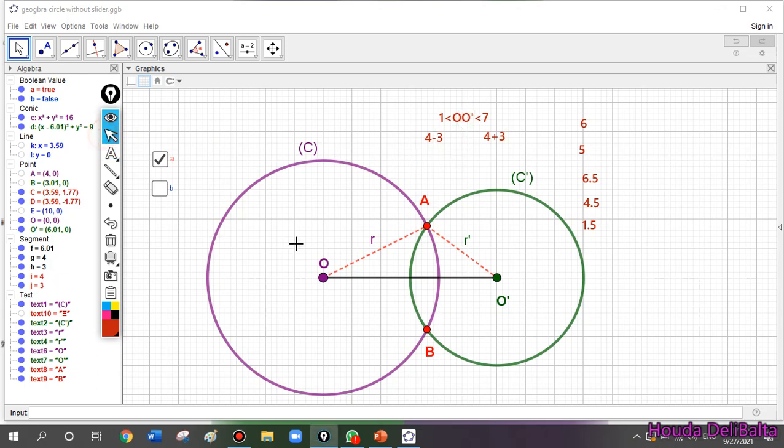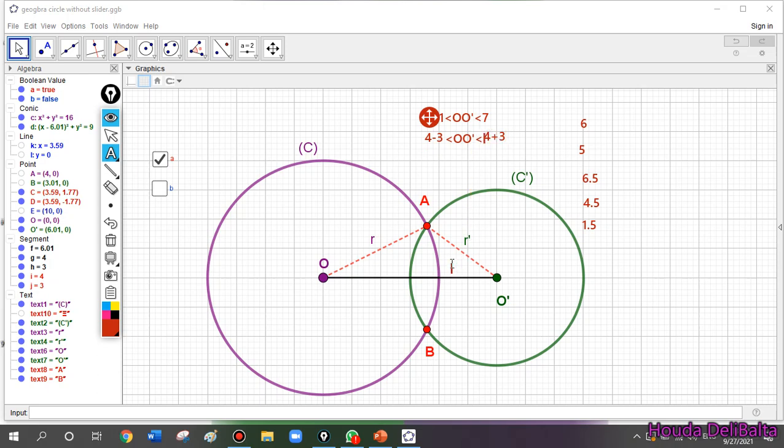Because 4 and 3 represent the radii we have. The big radius is 4 and the small radius is 3. That's why the rule says that when I have intersecting circles, then the distance between the centers is bounded between the difference of the radii. It's bigger than the difference of the radii, of course, the bigger one minus the smaller one, and less than the sum of these radii.